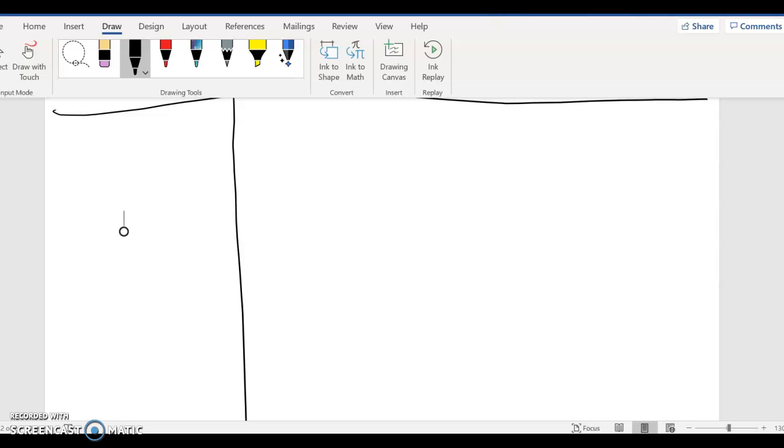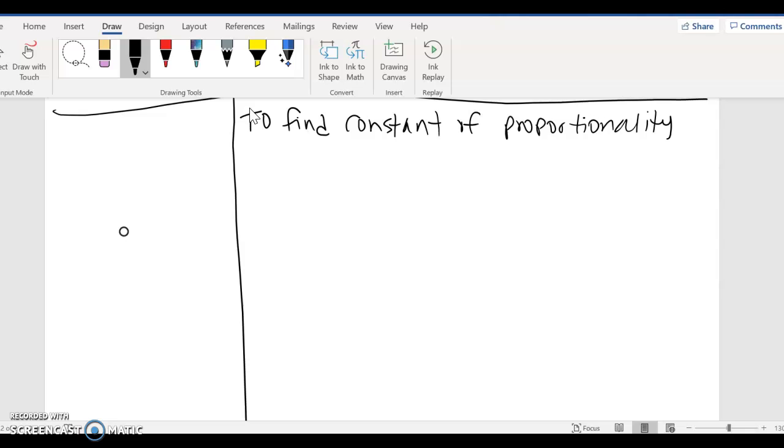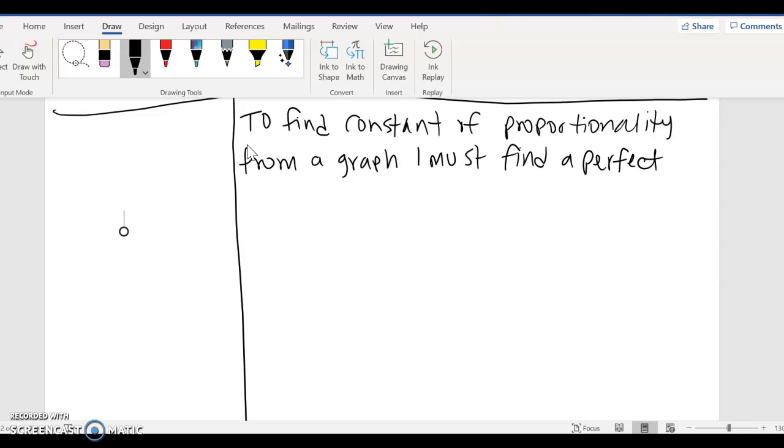Now, we're going to talk about graphs. So to find the constant of proportionality from a graph, I must find a perfect intersection point.